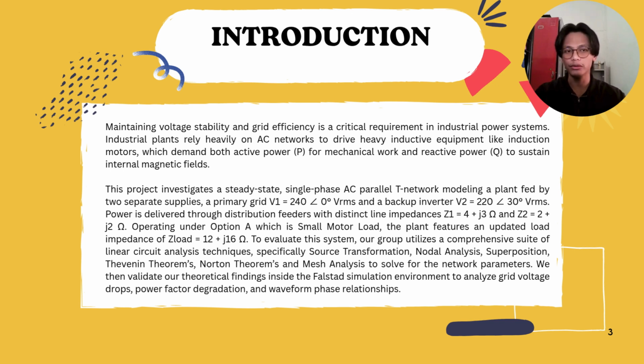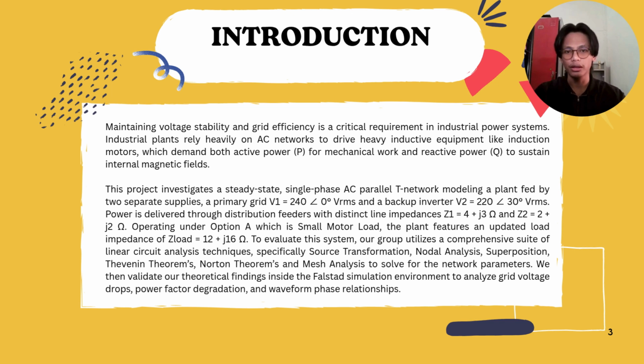So what is the main goal for our project? Which is to maintain voltage stability and grid efficiency, and it is a critical requirement in industrial power systems. Industrial plants rely heavily on AC networks to drive heavy inductive equipment like induction motors, which demands both active power, which is P, for mechanical work, and reactive power, Q, to sustain the internal magnetic field.